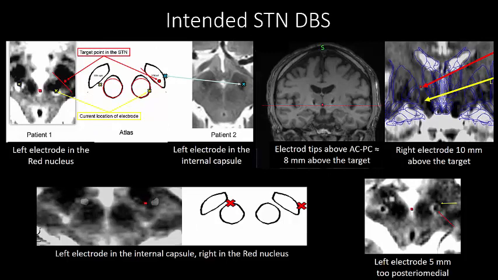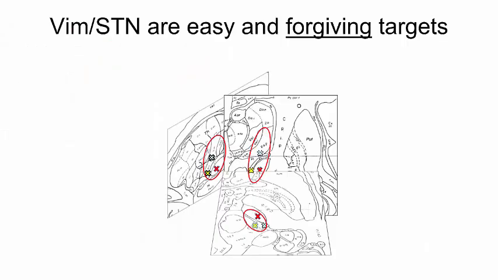I often get second referrals due to poor effect of DBS. In most patients, this is due to misplaced electrodes, and these are often 5 to 10 millimeters away from the intended target, as seen in these examples of intended STN DBS. It is also important to realize that the VIM and the STN are easy and forgiving targets. The VIM is easy since it cannot be visualized, and we have to rely completely on atlas coordinates. The STN is easy since it is so easy to visualize. They are further forgiving, at least in patients with tremor.